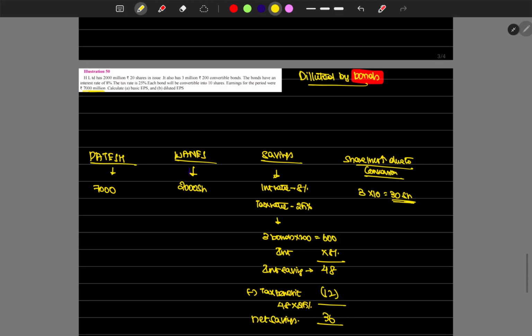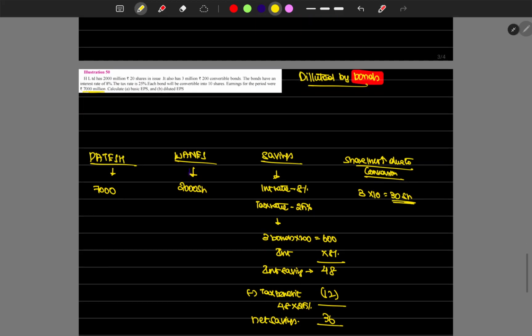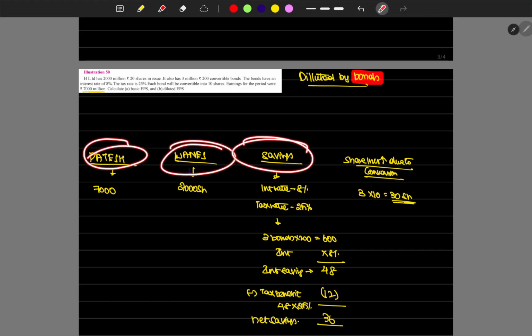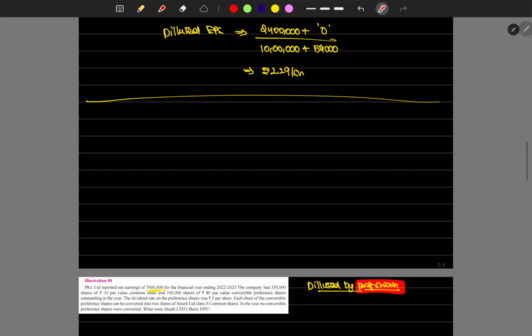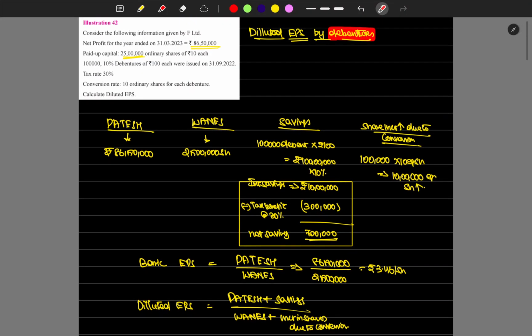So very simple, only four boxes we have to have clarity over, which is Patesh, Vanesh, savings, share increase due to conversion. That's it. Everything revolves around this only. So we can easily get 7 marks out of this problem if they ask this question in the examination. We can expect these kinds of questions for 2 marks also.